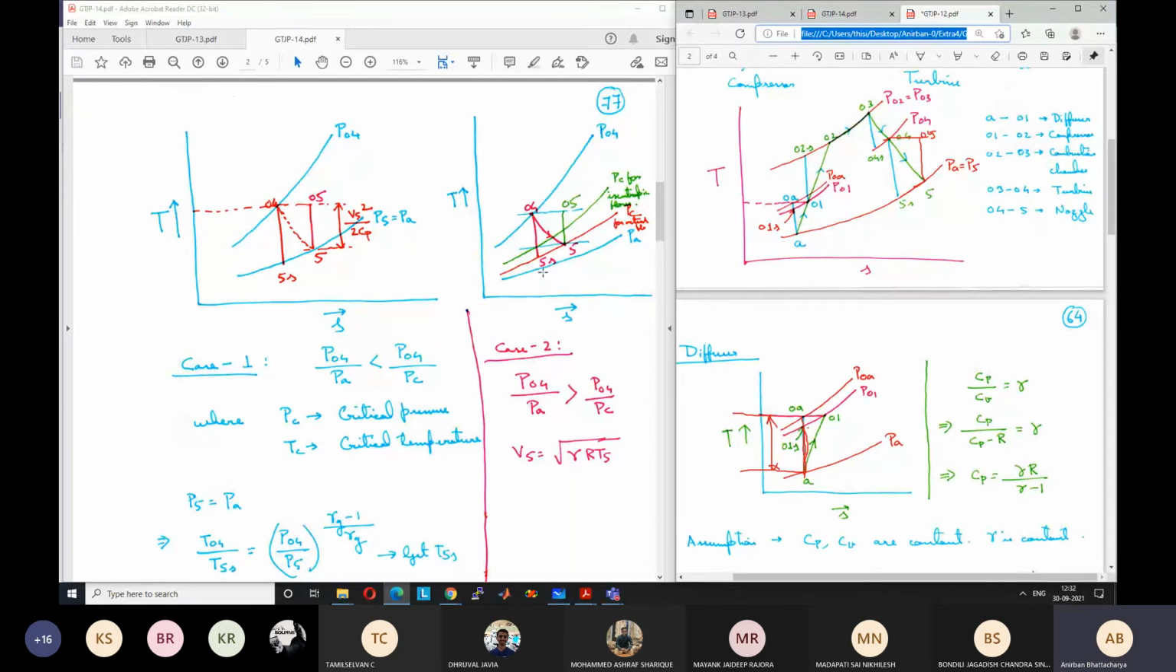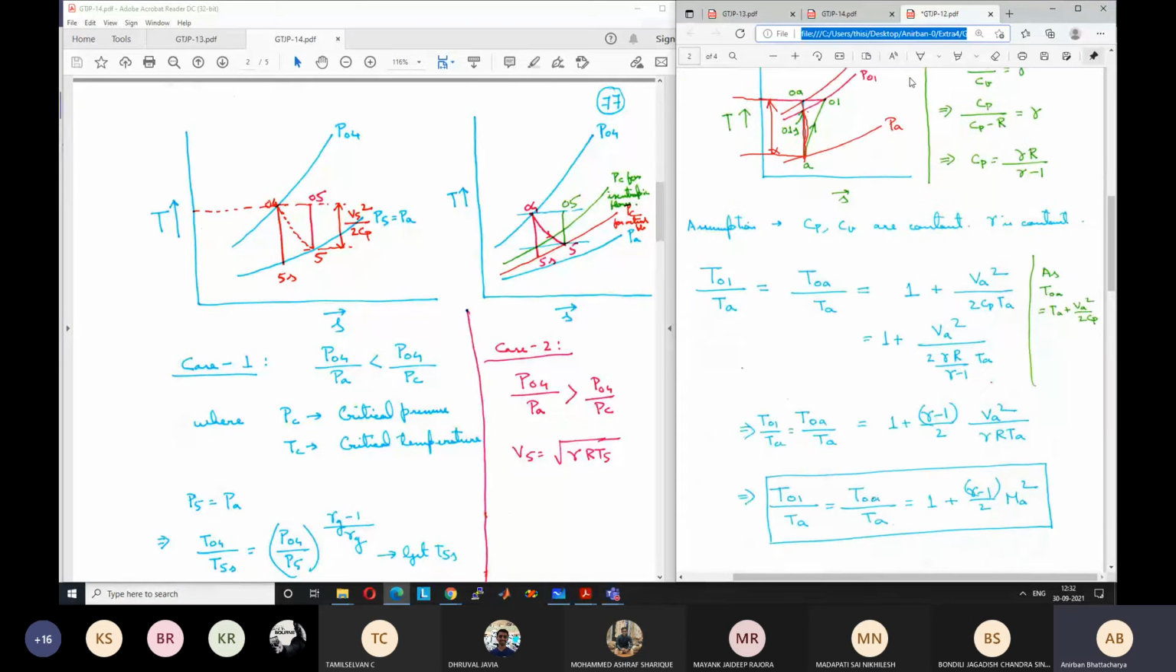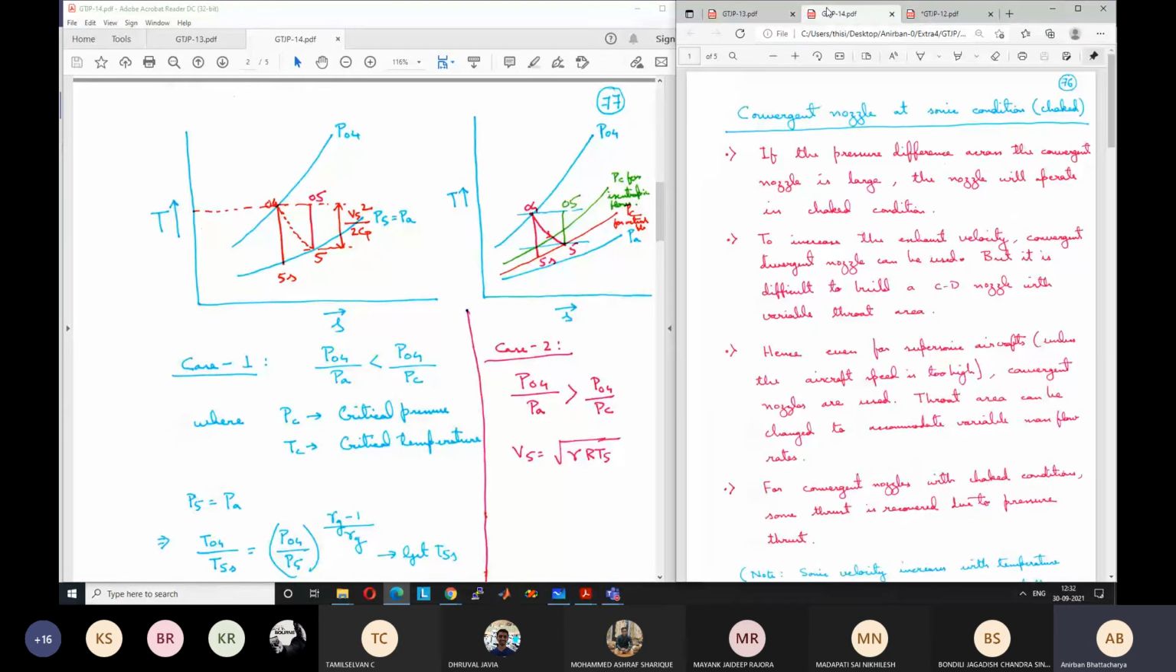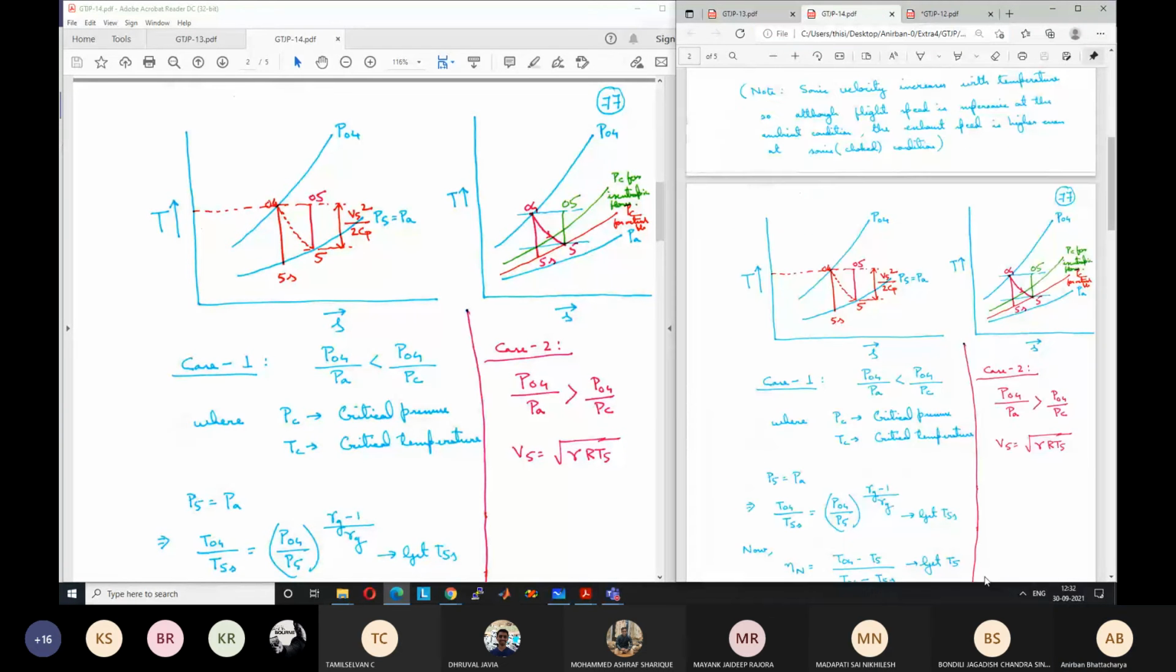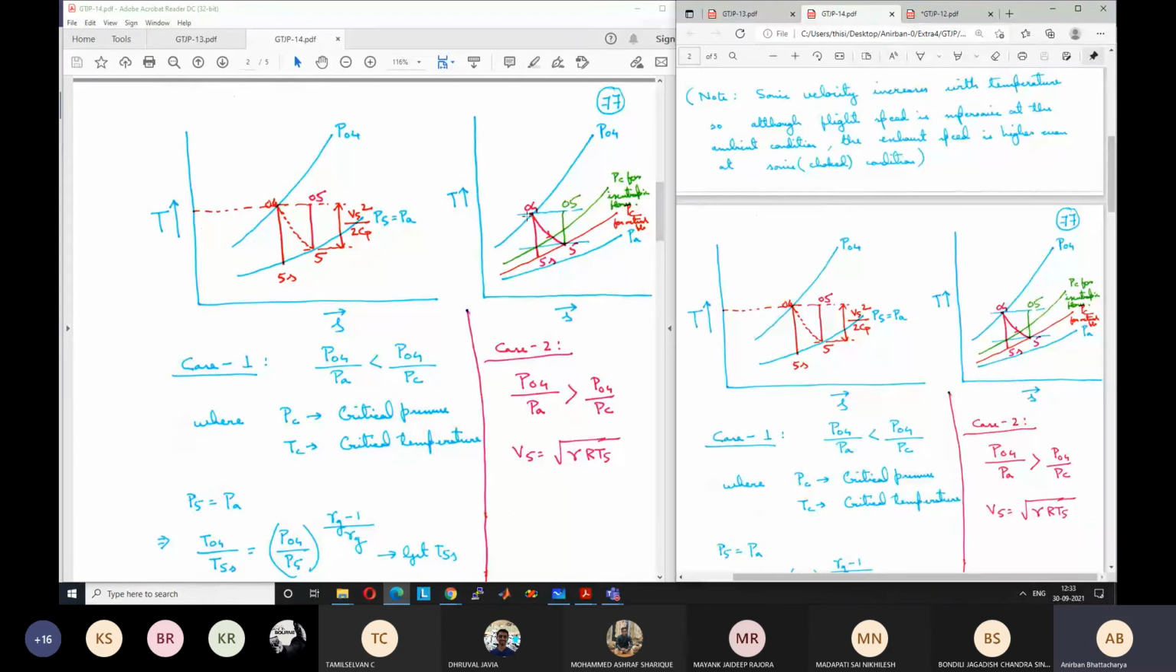We'll keep this diagram open. On the right hand side is the choked condition. So what happens is that ideally, if the nozzle was an ideal nozzle without any friction, you would have gone from 04 to 5S, where this 5S would have been a point on the critical pressure line. So the exit pressure would have been equal to the critical pressure.